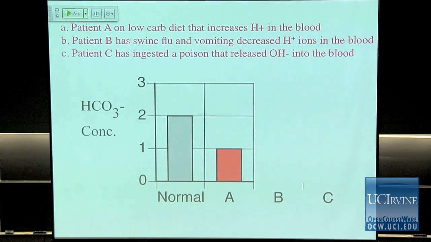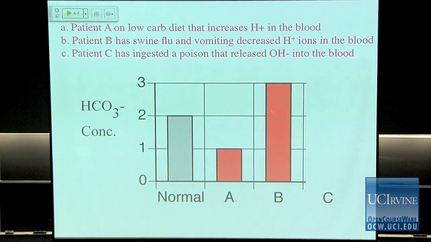Okay, now patient B has swine flu and vomiting decreased hydrogen ions in the blood. What would happen? Increase or decrease in bicarbonate? Increase is correct, and that's because we have a decrease in the amount of hydrogen ions in the blood, so your carbonic acid is going to release free hydrogen ions, and so your amount of bicarbonate is going to go up because all those carbonic acids that donate their hydrogens turn into bicarbonates.